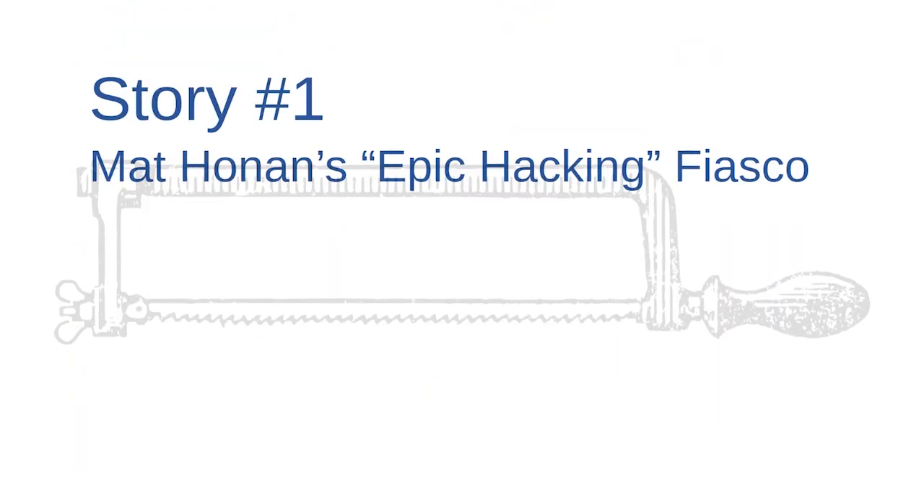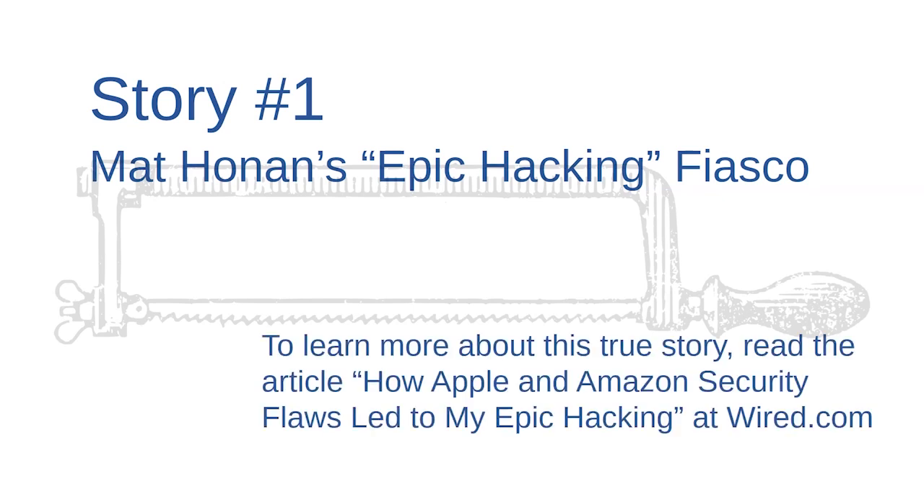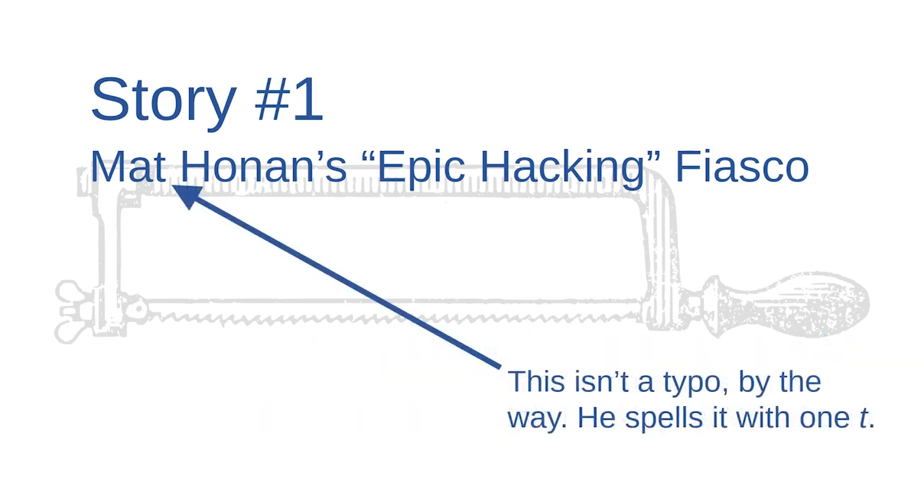Now, the first story I'm going to tell you is true. It's about a journalist named Matt Honan who was hacked by an anonymous cybercriminal. You can read about it in more depth at Wired.com. The story there is titled How Apple and Amazon Security Flaws Led to My Epic Hacking. And this isn't a typo, by the way, he spells Matt with one T.